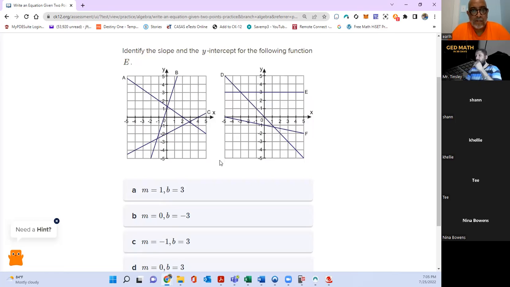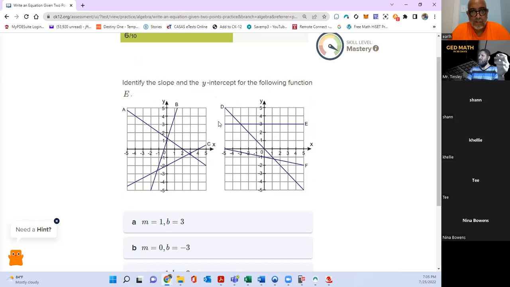Okay, so here, look at this. Identify the slope and intercept for the following function E. What? What do you mean E? Most people will look at this and their brain will shut down. Ooh. This is an easy problem. This is line B. This is line A. This is line C. This is line D. This is line E. You should already know the slope of a horizontal line is 0. My y-intercept is 3. This looks like a difficult problem, but it's the easiest problem you're ever going to get.